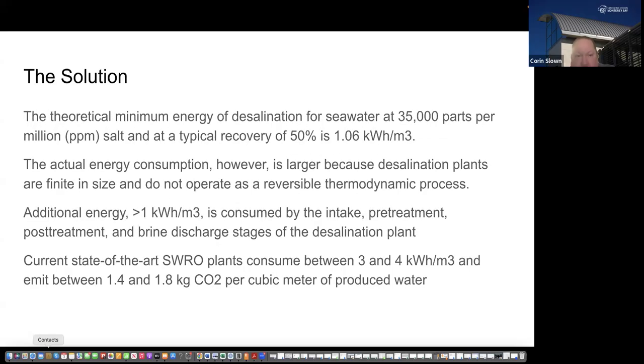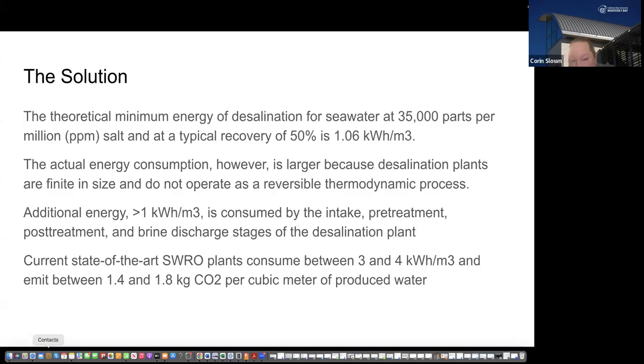So let's think about that. The theoretical minimum energy of desalination for seawater is 35,000 parts per million salt at a typical recovery of 50%. So that amount is 1.06 kilowatt per meter cube. The actual energy consumption, though, is going to be larger because desalination plants are finite in size and they don't actually operate as a completely reversible thermodynamic process.